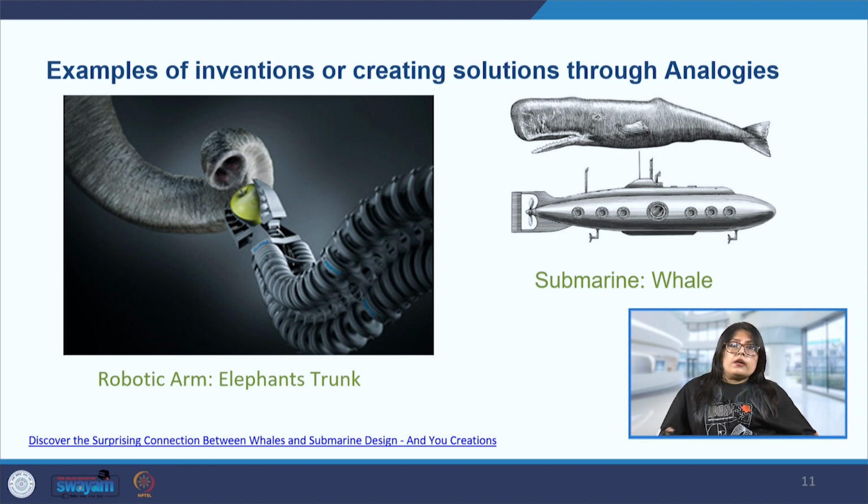Then here on the other side of the screen we can see the submarine, and a submarine is a device, a tool, a ship which remains under the surface of the water.